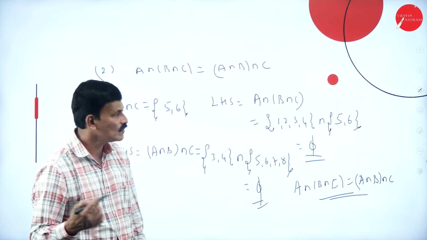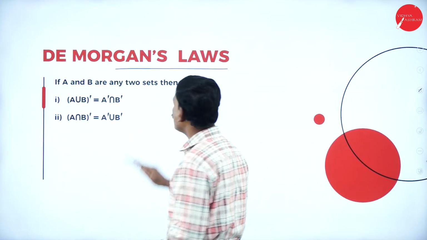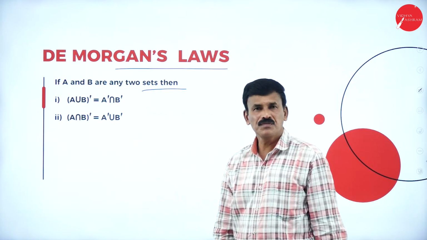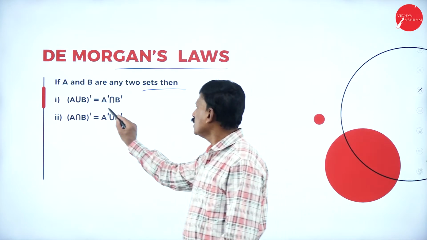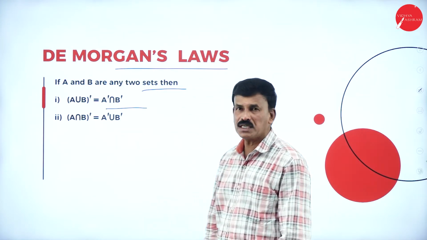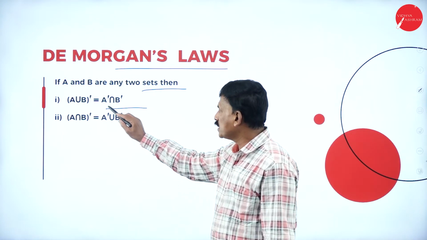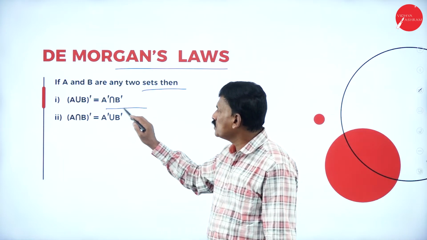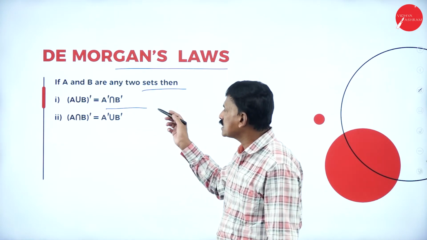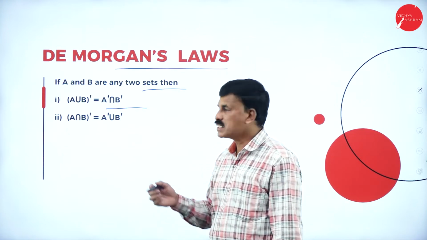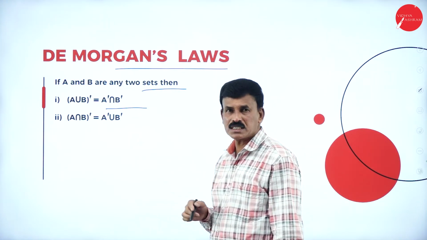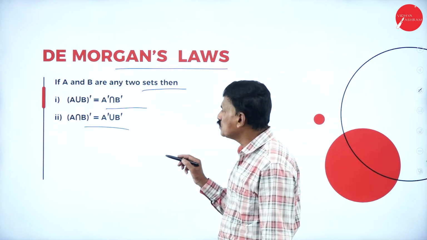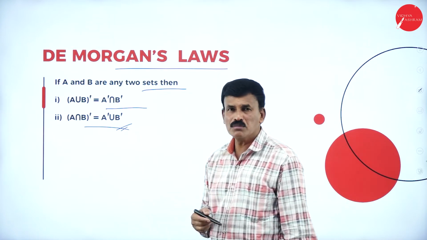Hope you followed. Okay. Now let us come to the next one, De Morgan's law. This is very, very important. If A and B are any two sets, then (A union B) whole dash is equal to A dash intersection B dash. If you take the complement of a union, that is a reversal of A union B. Similarly, (A intersection B) whole dash is also equal to A dash union B dash. These two are called De Morgan's laws.